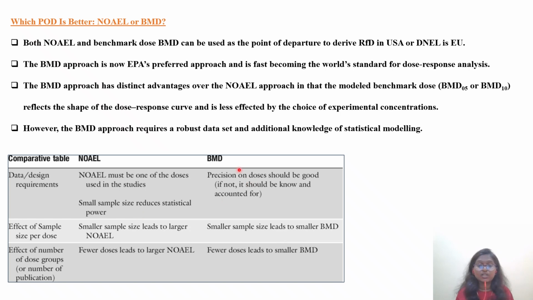Then precision, coming to BMD, precision on dose should be good. If not, it should be noted and accounted for. This is very important. Precision of those particular doses is very, very important in the case of BMD analysis. Coming to the effect of sample size per dose, smaller sample size leads to larger noise. As you know, everything is connected.